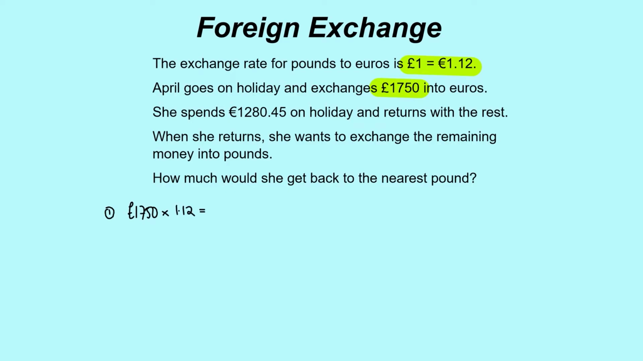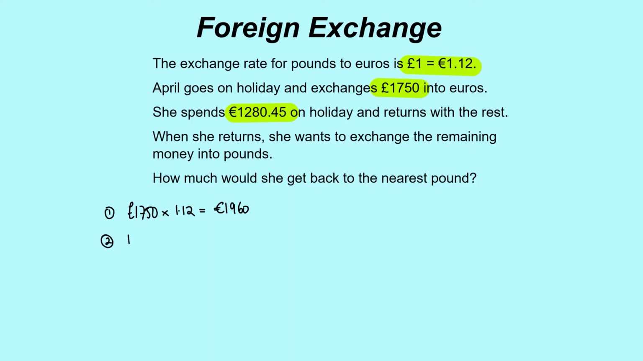1750 multiplied by 1.12 gives us €1,960. So when she goes abroad, she's taking €1,960. It then tells us while she's abroad, she spends €1,280.45. So we're going to take that money and subtract that from the money she had.